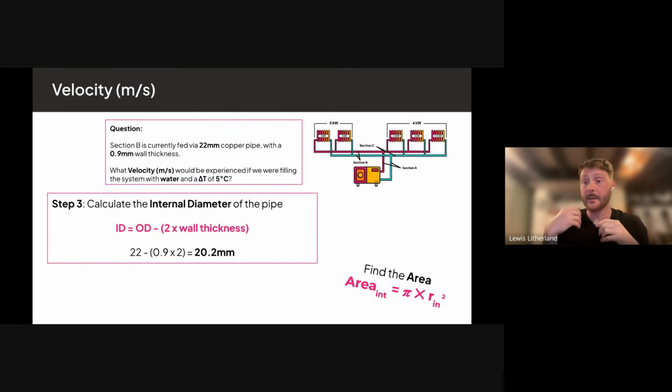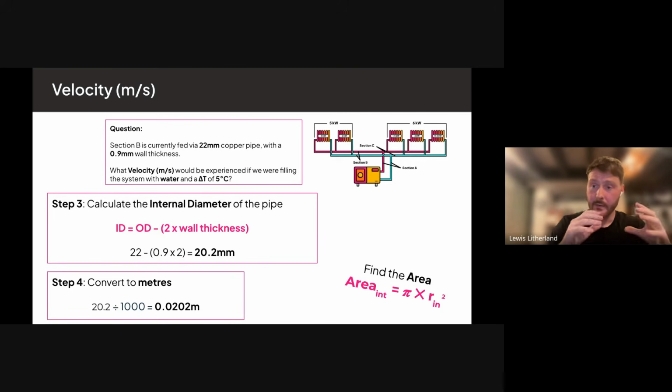And again, it's the exact same thing that we talked about before. We're basically taking the outer diameter, or the full diameter, whatever you want to call it, minus 2 times the wall thickness. So in our example, it was 22 millimeter pipe, as the question at the top shows. There's going to be a lot of writing on this, so just keep referring to that question. 22 millimeter copper pipe with a 0.9 millimeter wall thickness. 0.9 multiplied by 2, you get 1.8, minus that from the 22. Your internal diameter of the pipe here is 20.2 millimeters.